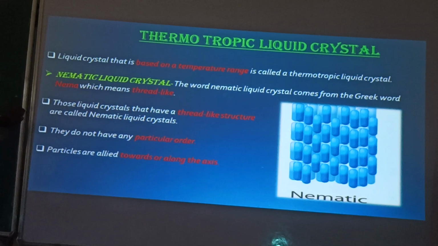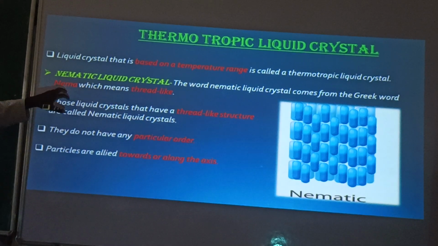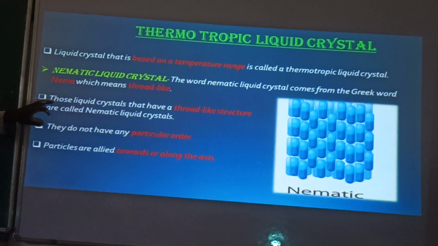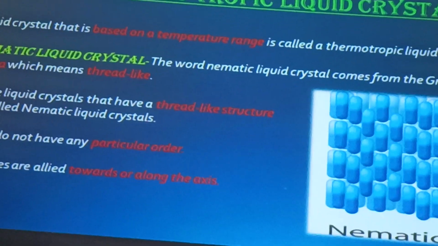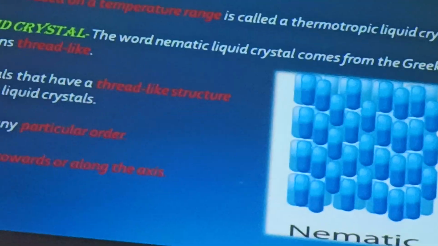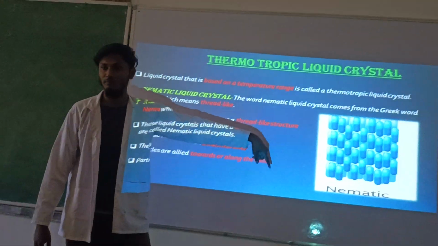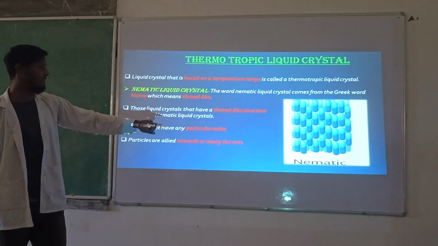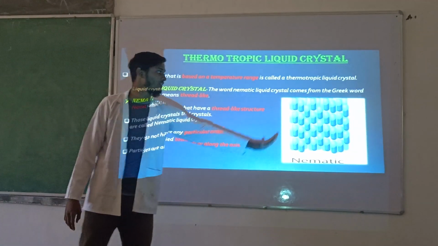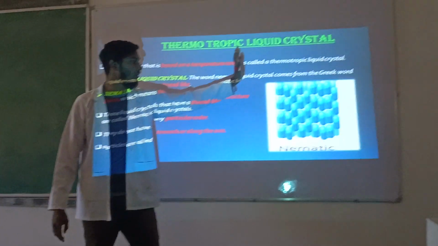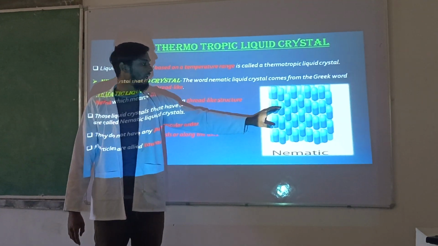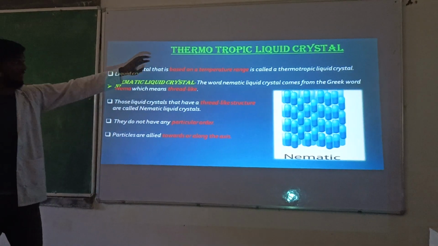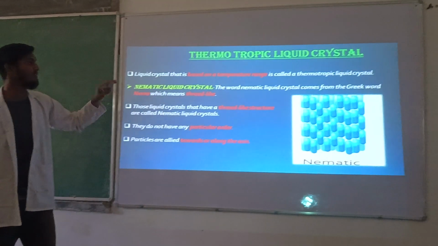Nematic liquid crystals have a thread-like structure; "nema" itself is a Greek word which means thread-like. So those liquid crystals which have a thread-like structure are called nematic liquid crystals. They do not have a pattern order. When particles align towards an axis of rotation, they will have some axis, around the x-axis or y-axis, and they do not have the pattern order. These thermotropic liquid crystals are of three types.